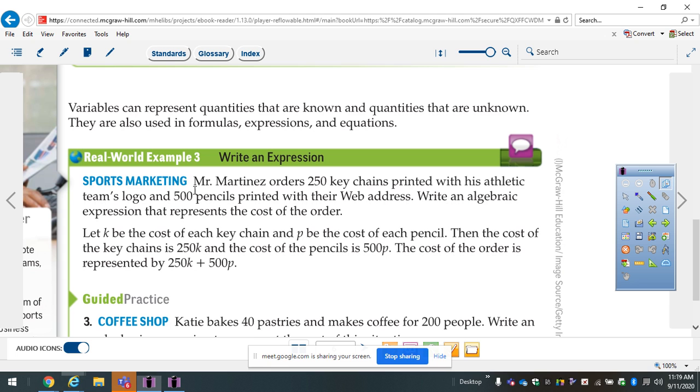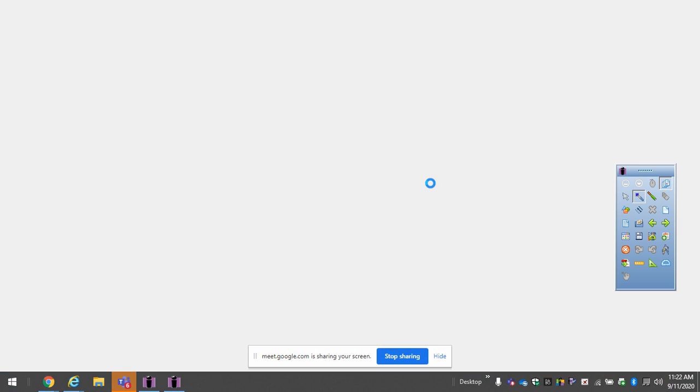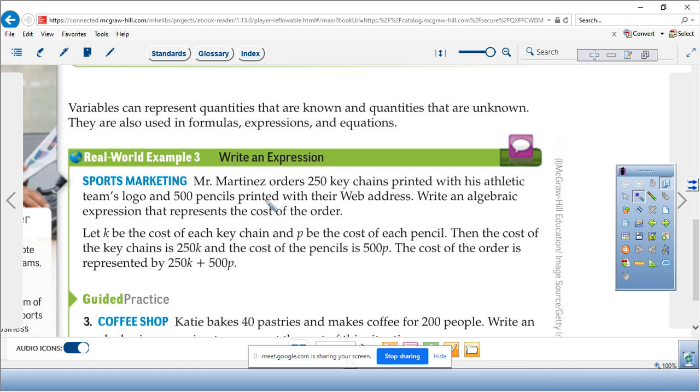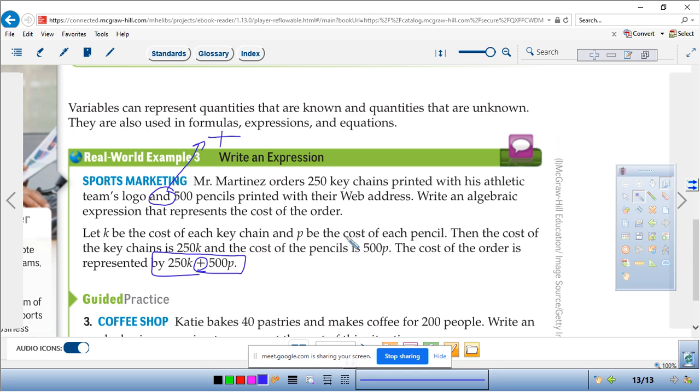Okay, sports marketing. Mr. Martinez ordered 250 keychains printed with his athletic team's logo and 500 pencils printed with their web address. Write an algebraic expression that represents the cost of the order. Okay. So he's going to order stuff, just FYI, and he's going to order different types of stuff. I'm already thinking, when I see that, oh, they're going to order them together, I'm going to have a big plus sign. So this is the answer right here. I'm having this big plus sign. Just kind of put that stuff together.